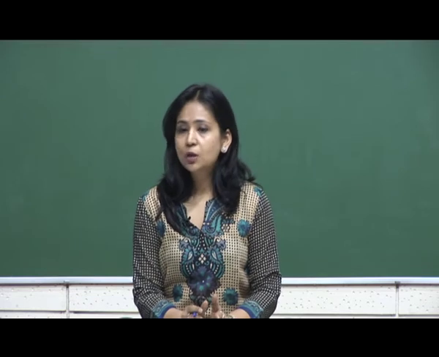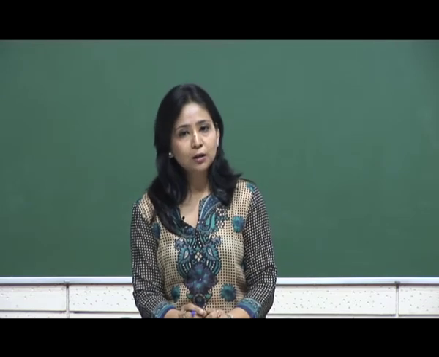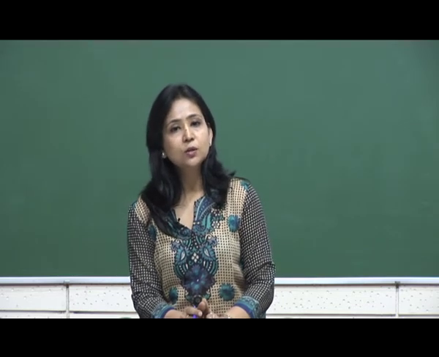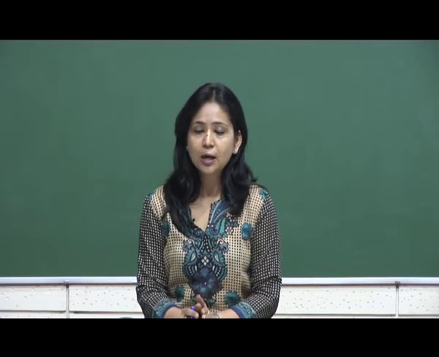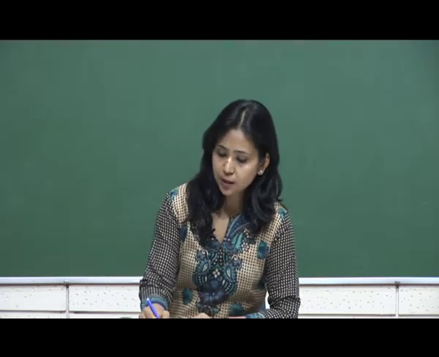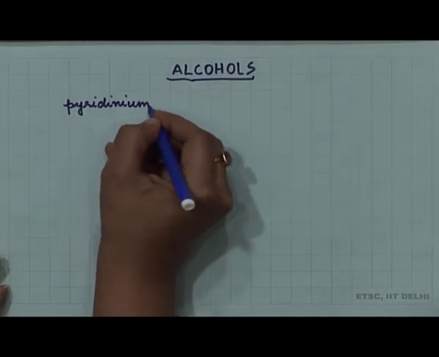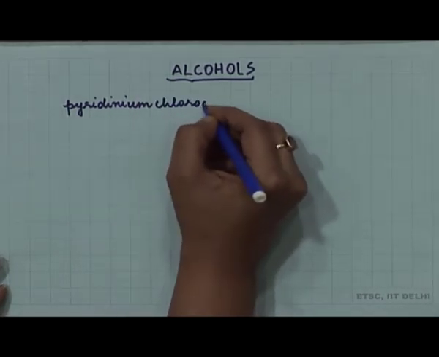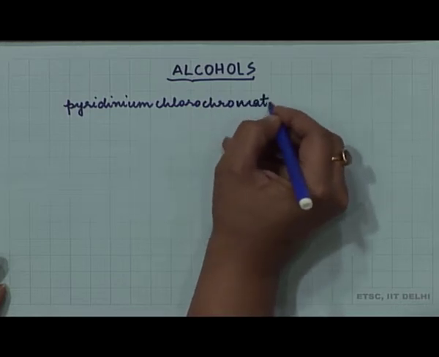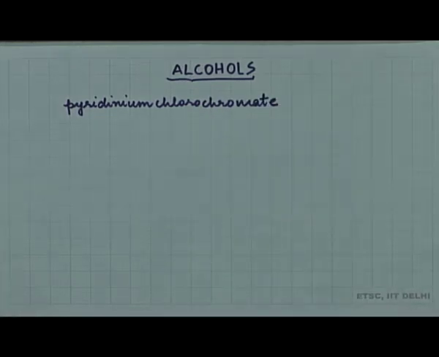So, if I want to stop at the aldehydic stage, what are my options? One option is that I either distill off the aldehyde once it is generated, or I make use of milder oxidizing agents which do not promote the further reaction which involves the conversion of the aldehyde to acid. And one such reagent in this category which we started talking about was pyridinium chlorochromate. So, today I am going to start with pyridinium chlorochromate as a mild oxidizing agent for the oxidation of alcohols.